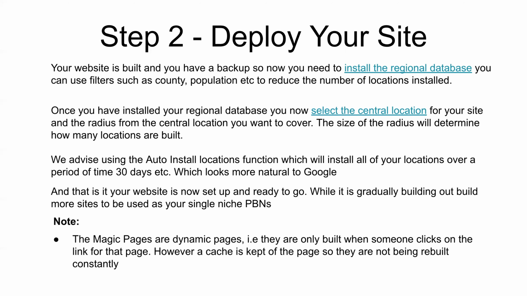So the auto install function will basically build the site out over 30 days, 60 days, 90 days, depending on how many locations you're building, and that will depend on how far you need to go with that. I normally stick with 30 days, so it's building usually around 3-4 pages a day. So that looks natural to Google. That's it.